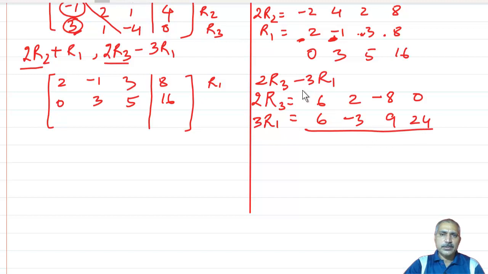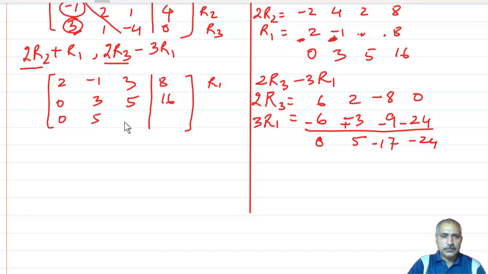This time we are doing the subtraction, so the sign will change. 6 minus 6 is 0, 2 plus 3 is 5, minus 8 minus 9. It is 9 plus 9, both will be added. 9 plus 8 is going to be 17, and this is going to be with the minus sign, and this will be minus 24. So here we have 0, 5, minus 17 and minus 24.